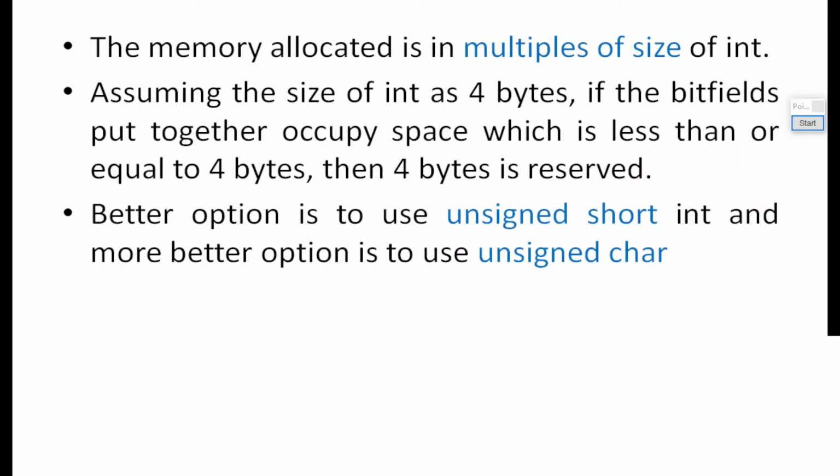4 bytes, that is how many bits? 32 bits. Up to 32 bits it is only 4 bytes. Beyond that, you add another 4, so 4 plus 4 is 8 bytes. The memory allocated is in multiples of the size of integer, so it depends on the size of integer. Assuming that it is 4 bytes, the minimum amount of memory reserved is 4.